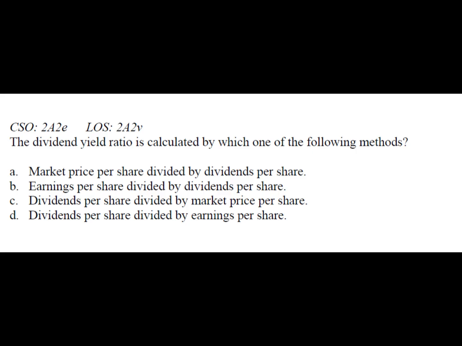Key takeaway: the dividend yield ratio measures the cash return an investor receives from dividends relative to the current share price. It is calculated as dividends per share divided by market price per share and is widely used to evaluate the income-generating potential of an investment in common stock.